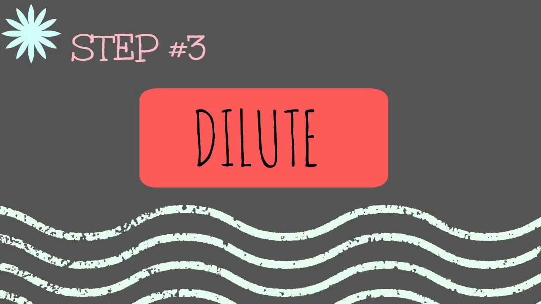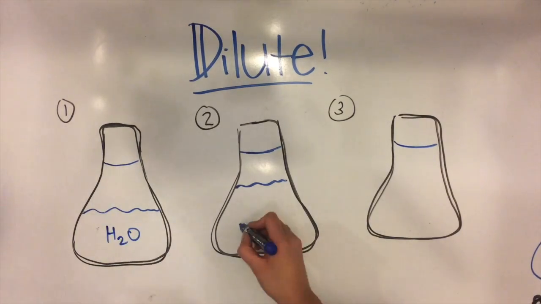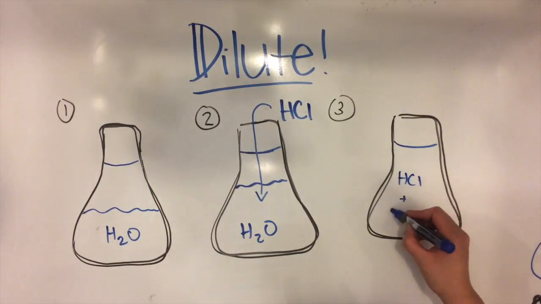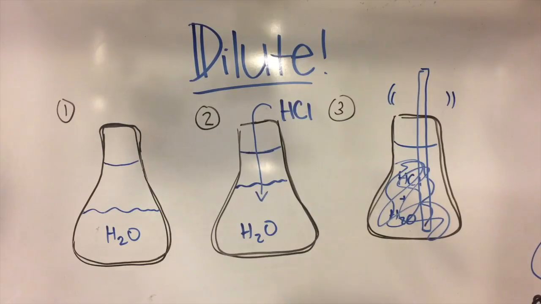Step 3. Perform the dilution. Have the water ready in the flask, and then slowly add some HCl. Always add acid to water. and then slowly stir the contents with a stirring rod. And that's how you perform a dilution.